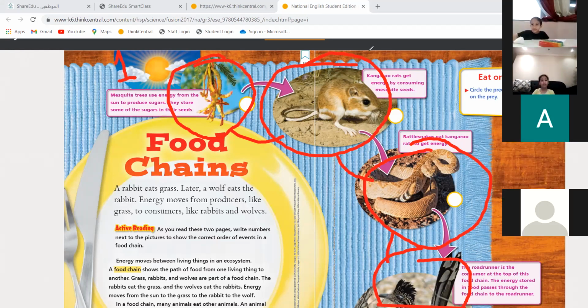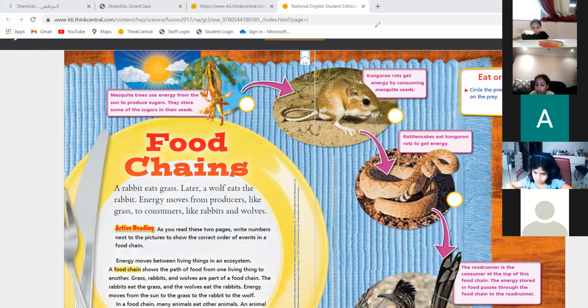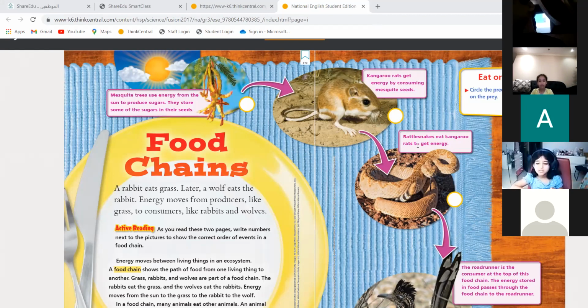Excuse me, Miss, I need to tell you something. Why do they call it the rattlesnake? It is rattlesnake. I want to know why they call it rattle. We can look for it later, but now, rattlesnakes eat rats to get energy.